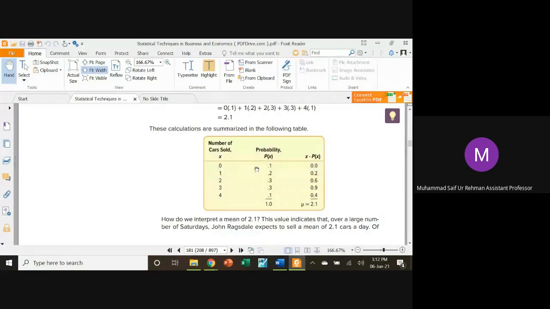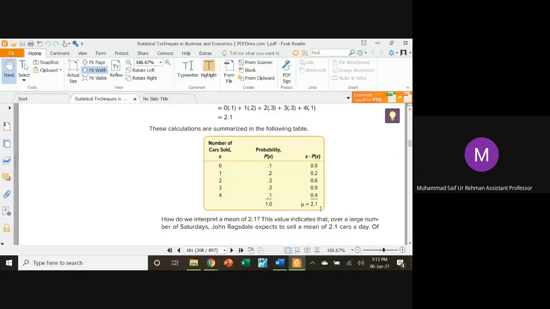So basically, this 0.1 is the weight of 0. 0.2 is the weight of one car sold, like this. So in total, you will obtain as average this value. Mu is equal to 2.1. But you can see that 2.1 cars are not possible to be sold. Although on average this is possible, what does 2.1 cars mean? This doesn't mean anything. The number of cars should be 2 or 3, not 2.1.